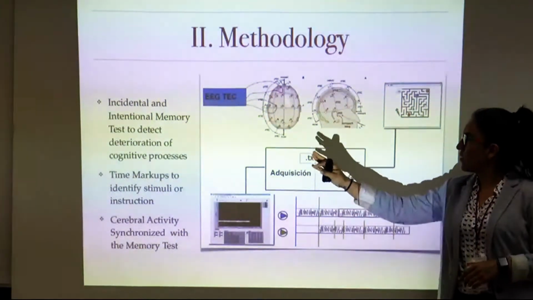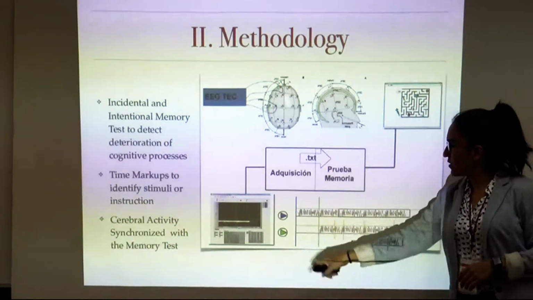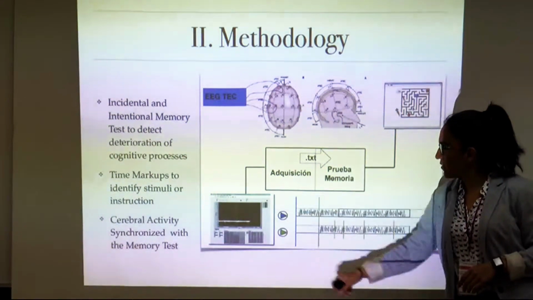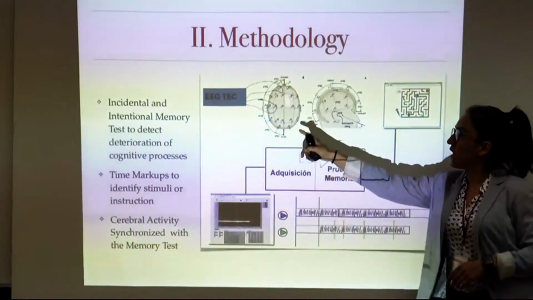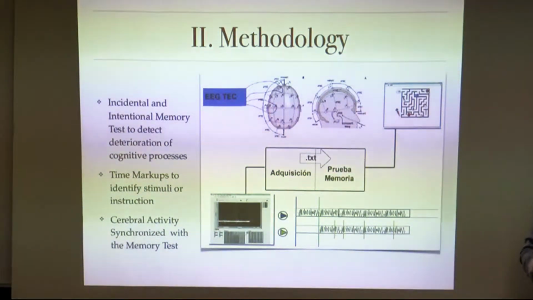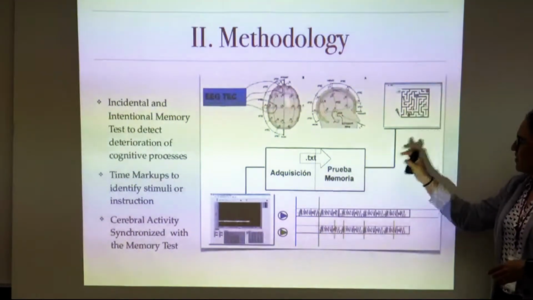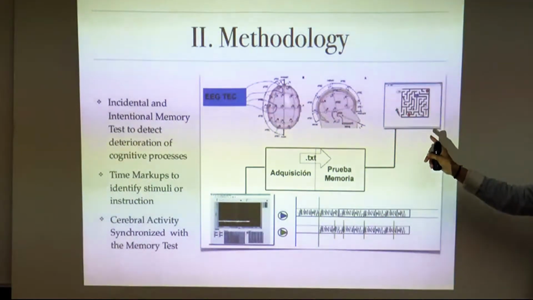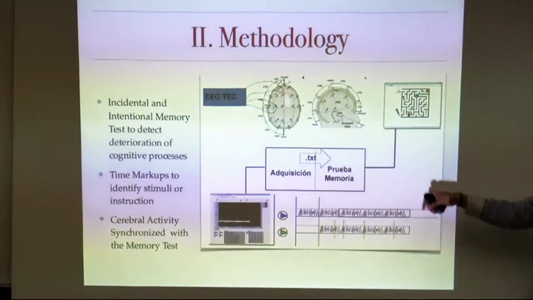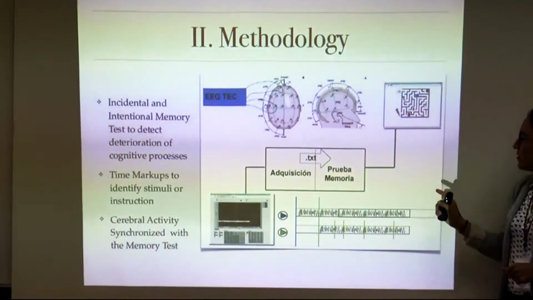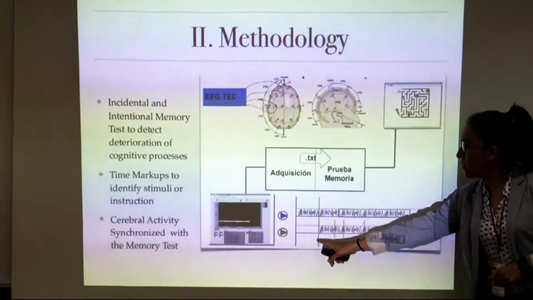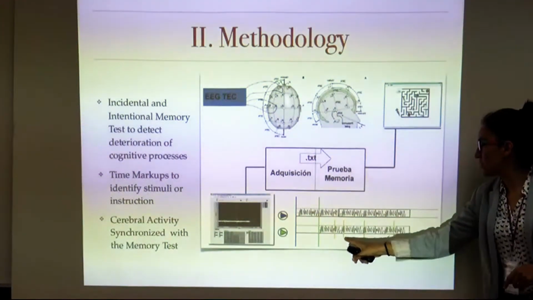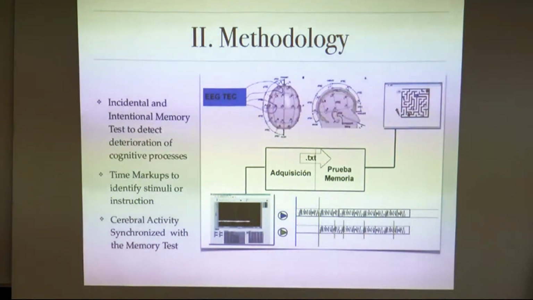In the meanwhile, the EEG has been read. We have the first time markup, which indicates that the acquisition has started. And then, on the other hand, we have the memory test run by LabVIEW at the same time. And we have another time markup when the test starts. And those yellow lines indicate instructions or stimuli given to the participant.